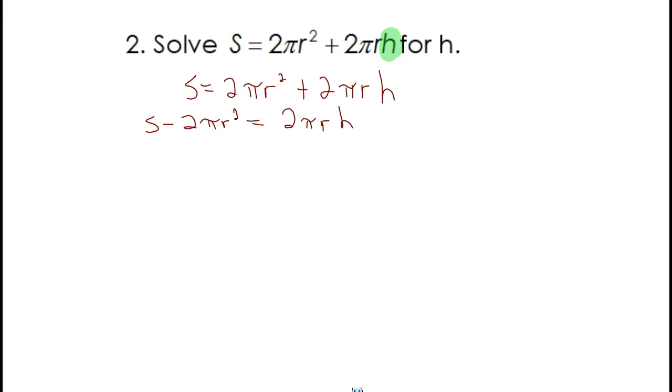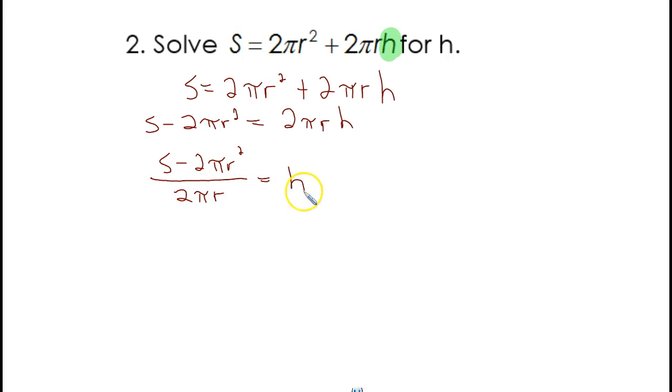Okay. Now, when you're multiplying 2 times pi times r times h, it's like I'm multiplying all of 2 pi r times h, and my goal is to get h by itself. So to undo that multiplication of all these things multiplied by h, I'm going to divide both sides of the equal sign by 2 pi r. On the left side, I'm going to divide, and that'll give me s minus 2 pi r squared over 2 pi r. On the right side of the equal sign, when I divide by 2 pi r, it's going to cancel that out and leave me with just h.